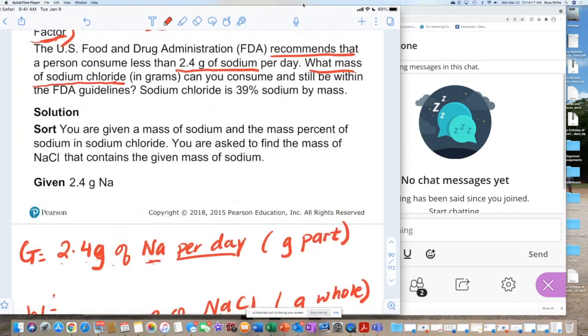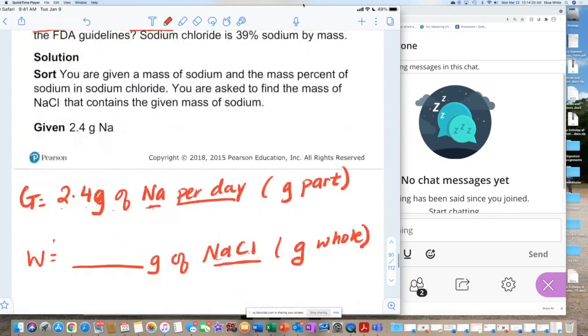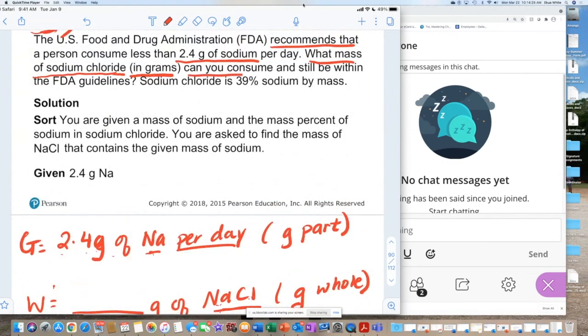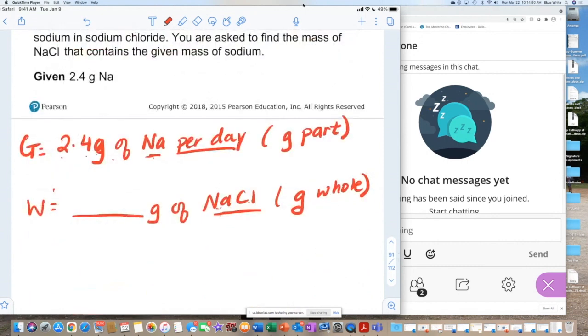Okay, so I'm right here. And then they said I should get it in grams. Okay, so I wrote here in grams. I assumed in grams. I shouldn't have assumed. They said in grams. Can you consume and still be within FDA guidelines? Right. So the message is we are recommended to eat less than 2.4 grams of sodium per day. What mass of sodium chloride? Sodium chloride contains sodium in grams. Can we consume and still be within the FDA guidelines? And then we're told sodium chloride is 39% sodium by mass. Oh, so now we're given a relationship between the given and wanted. Oh, we're given a relationship.